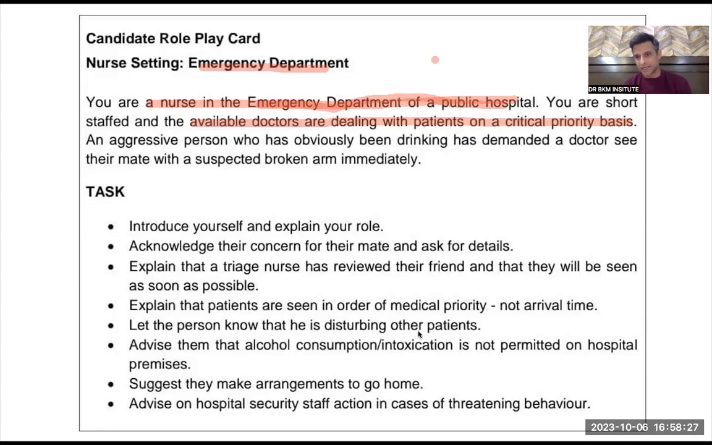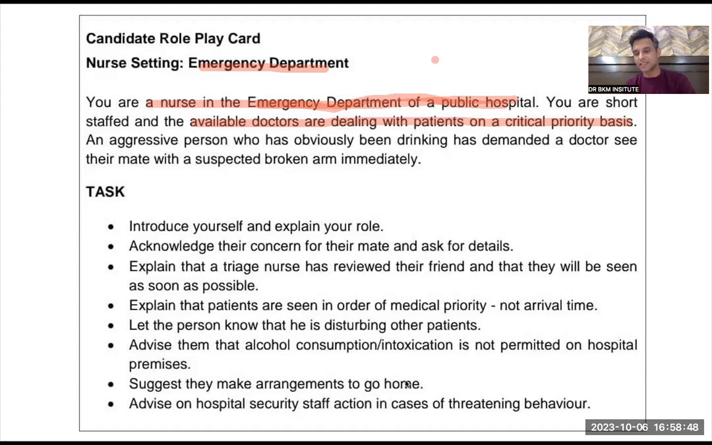So maybe he will start drinking or something like that. So he will say, I'm sorry to say again, but alcohol consumption and intoxication is not permitted on the hospital premises. So that means while you are in the hospital, you are absolutely not allowed to drink or to do anything like that. Are you getting my point? So this is how you ask.